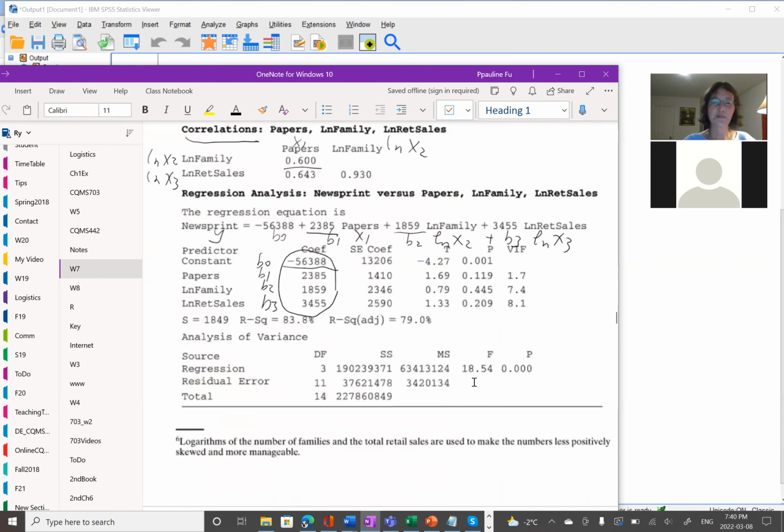Okay. And then we get the R square is 83%. Okay, adjusted R square 79%. And for the analysis of variance, we get a p-value. This p-value is significant. Okay, and this is MSE, MSR, MSE, SSR, SSE. Okay, degree of freedom.